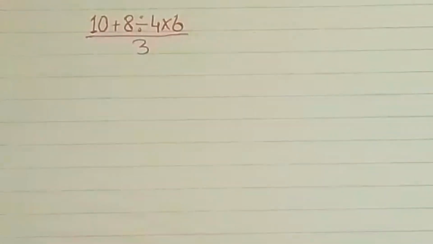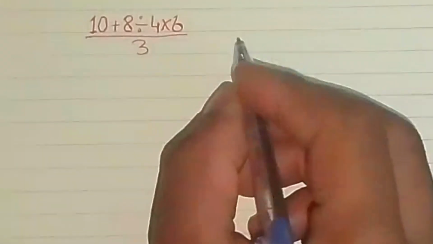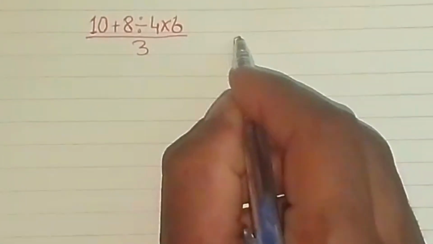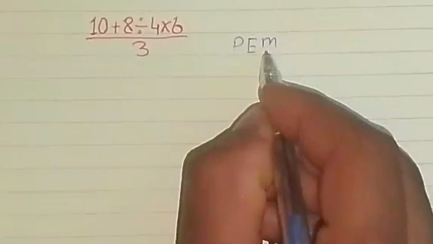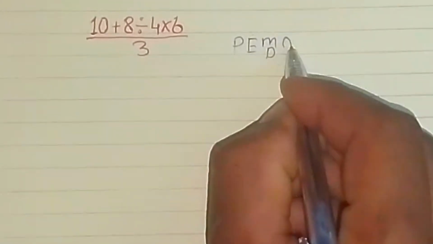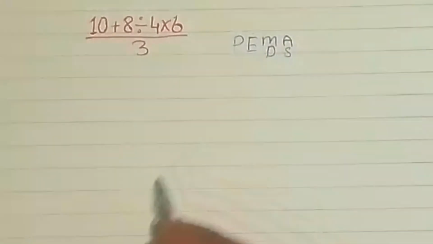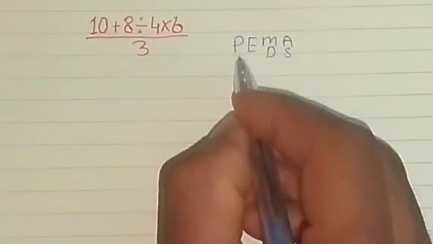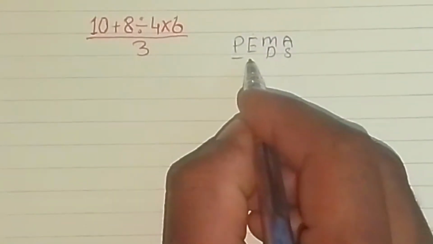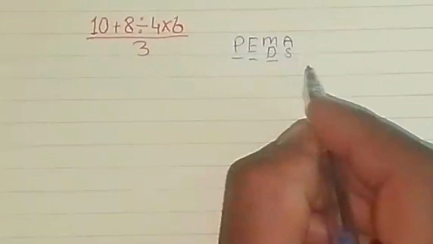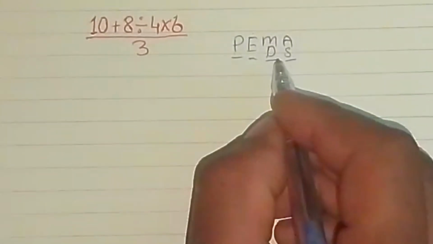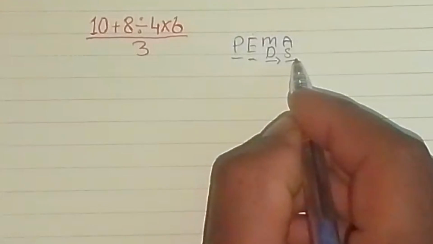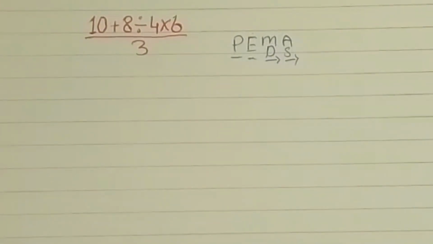Today we solve this fraction by the rules of mathematics, PEMDAS. According to the PEMDAS rule, first we solve parentheses, then exponent, then multiplication or division, and then addition or subtraction. Remember, multiplication or division we solve from left to right, and addition or subtraction we solve from left to right.